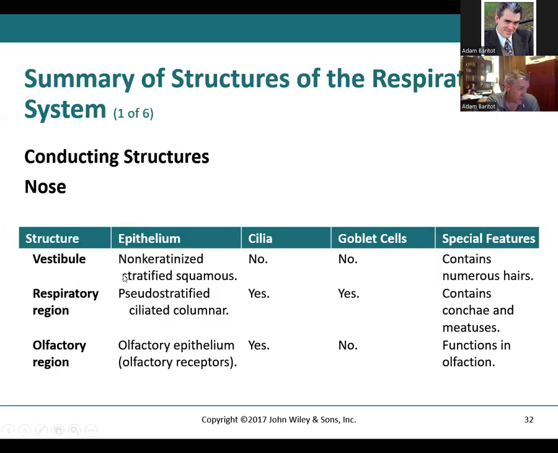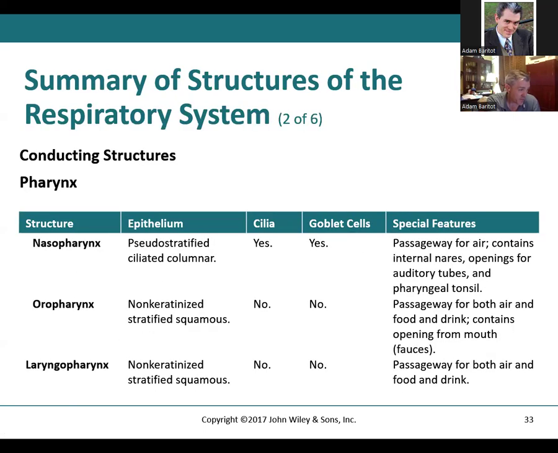Here are breakdowns of the various structures that we discussed. In our nose: vestibule, respiratory organ, olfactory organ, and whether or not they have cilia, which are hairs, or goblet cells that produce mucus. Cilia, hairs, goblet cells, mucus. Nasopharynx, oropharynx, and laryngopharynx. Nasopharynx has goblet cells; oro and laryngo don't.